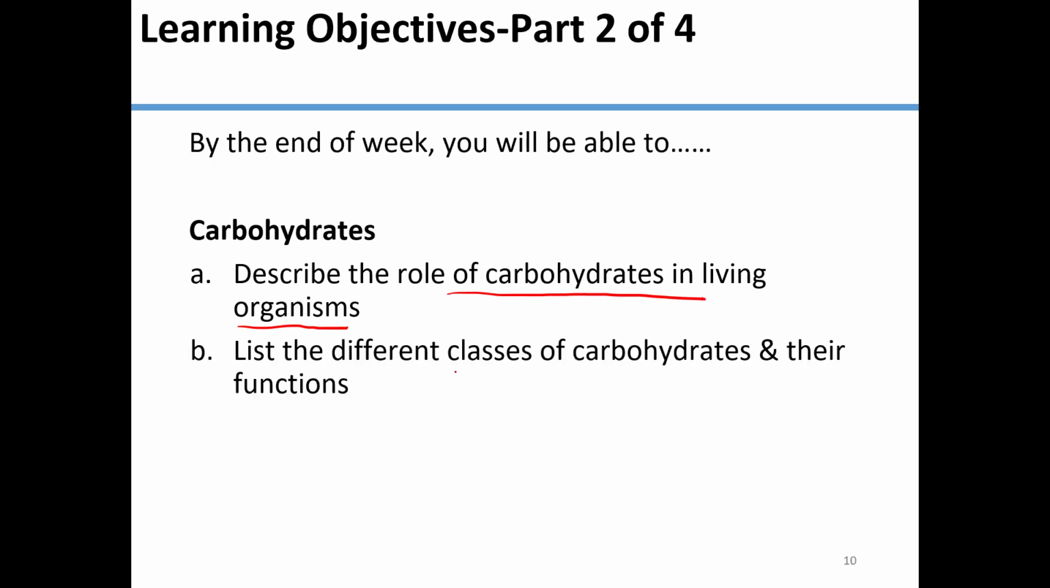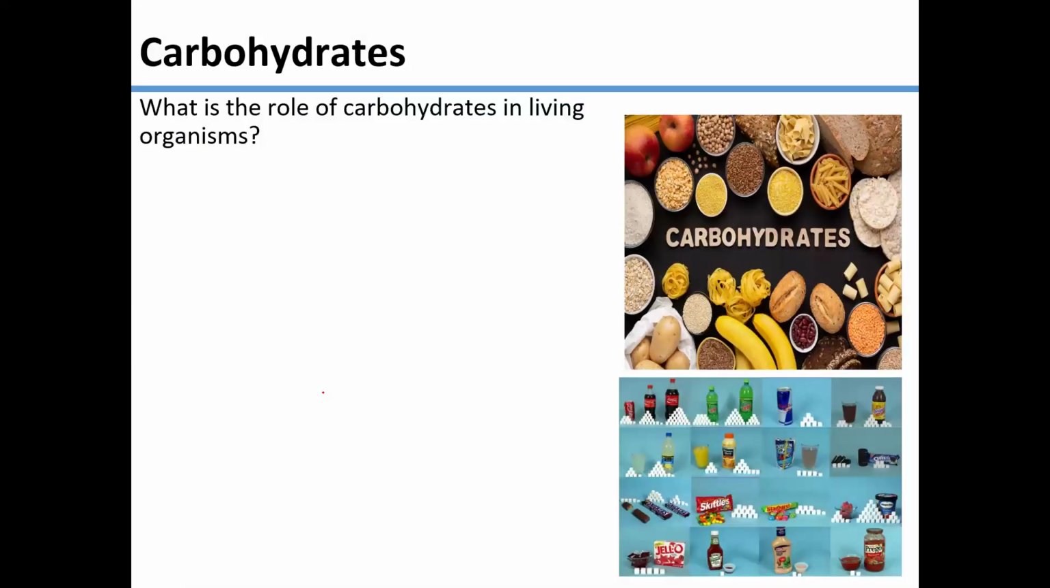We're also going to be listing the different classes of carbohydrates and their functions. So remember, with carbohydrates, we have three different types: our monosaccharides, our disaccharides, and our polysaccharides. We're going to see what the differences between those are and what they're exactly going to be doing for us in our body. So let's go ahead and get started and take a look at exactly what carbohydrates are and what their roles are for our human body.